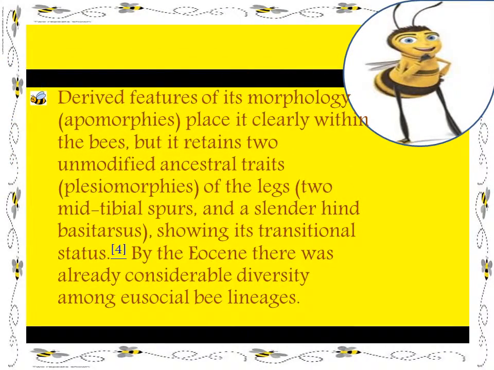Derived features of its morphology, apomorphies, place it clearly within the bees, but it retains two unmodified ancestral traits, plesiomorphies, of the legs: two mid-tibial spurs, and a slender hind basitarsus, showing its transitional status. By the Eocene, there was already considerable diversity among eusocial bee lineages.